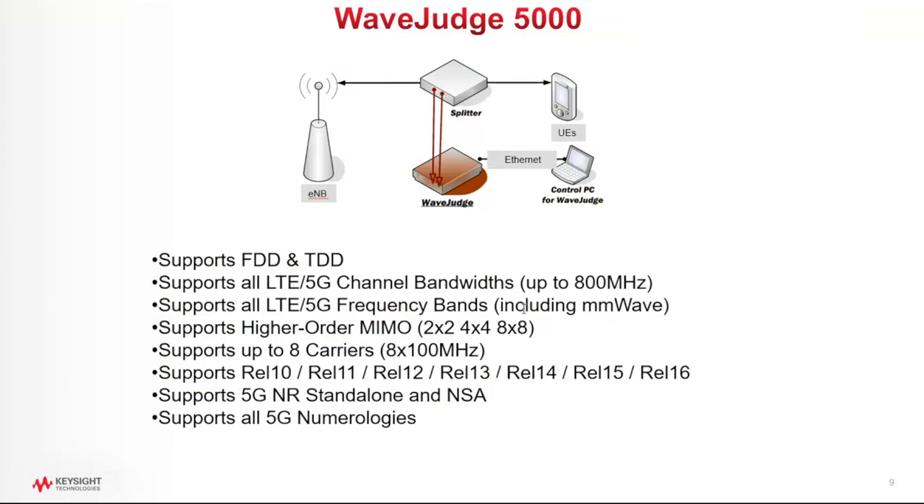Same holds for all the frequency bands. Sub-6 and millimeter wave, we support both. All of the MIMO schemes, 2x2, 4x4, et cetera, and multiple carriers. Today we support 8 carriers, which is what the 3GPP spec calls for, so yes, we can support 8 times 100, no problem. And then all of the 3GPP releases, standalone, non-standalone, all the numerologies, et cetera. So essentially what I'm saying is there's nothing in the 4G, 5G space that the WaveJudge can't capture, decode, display, give analysis on, and help do for testing.